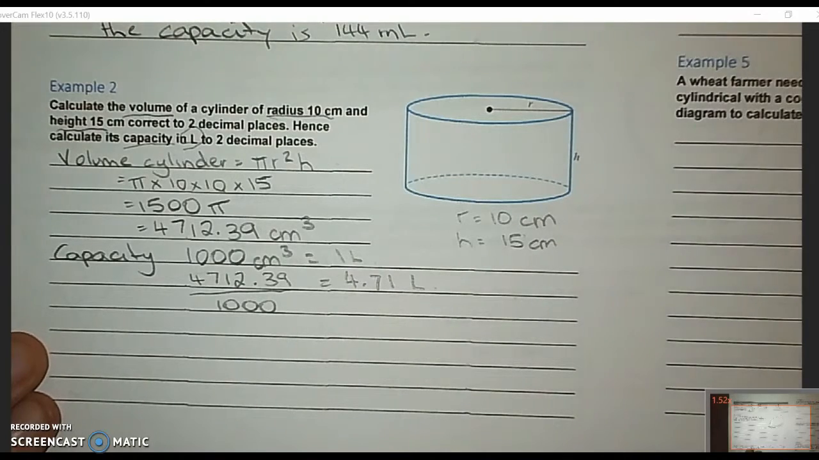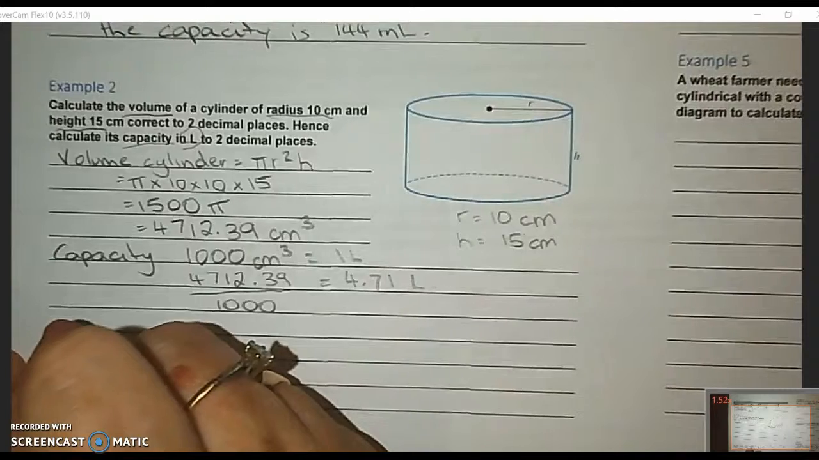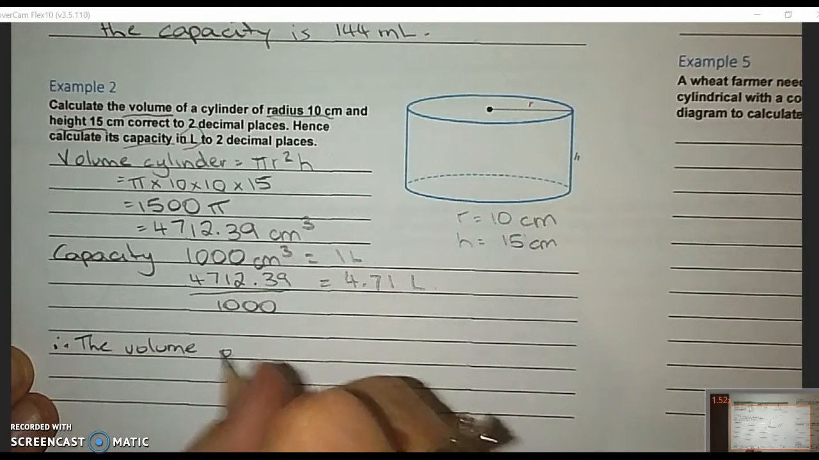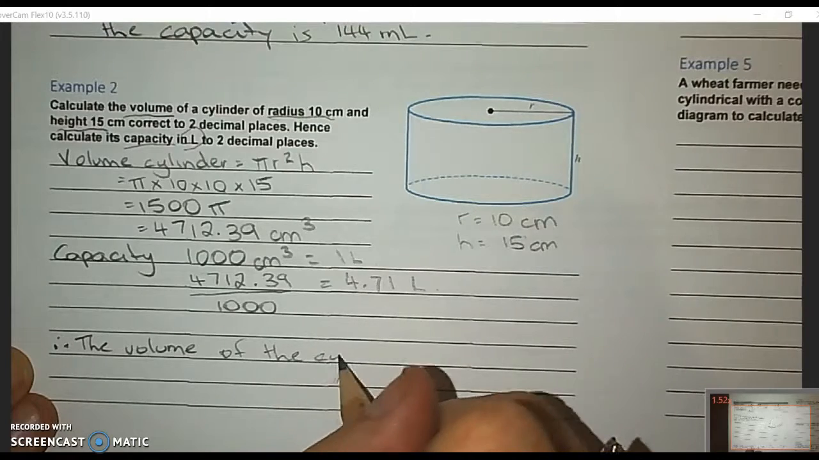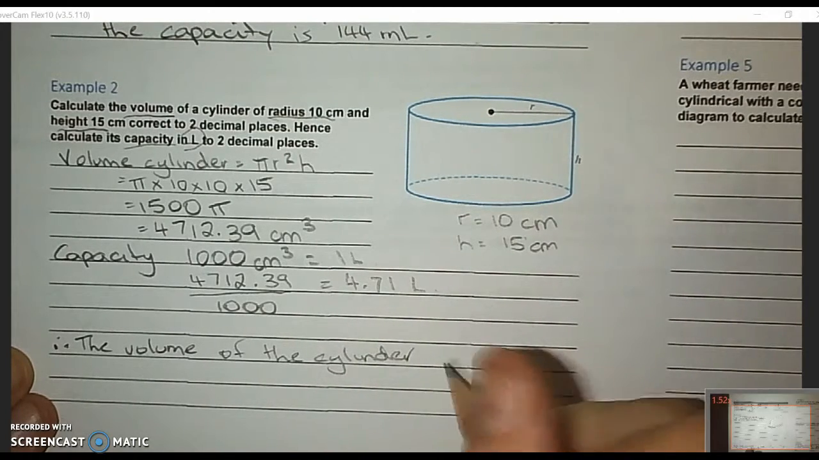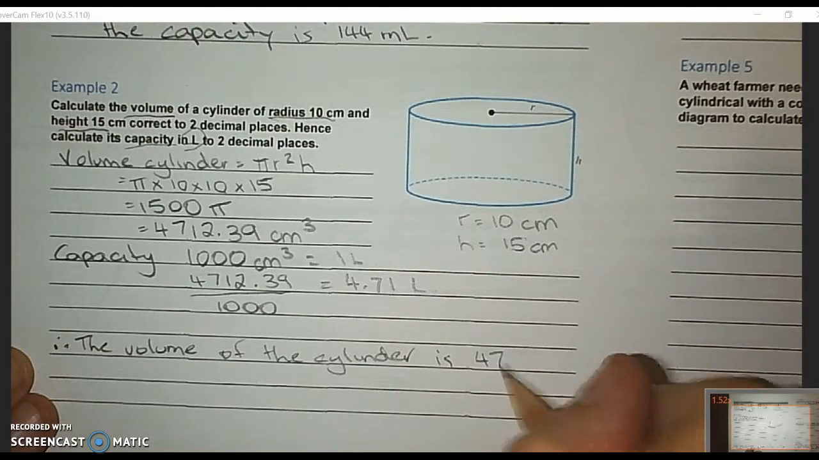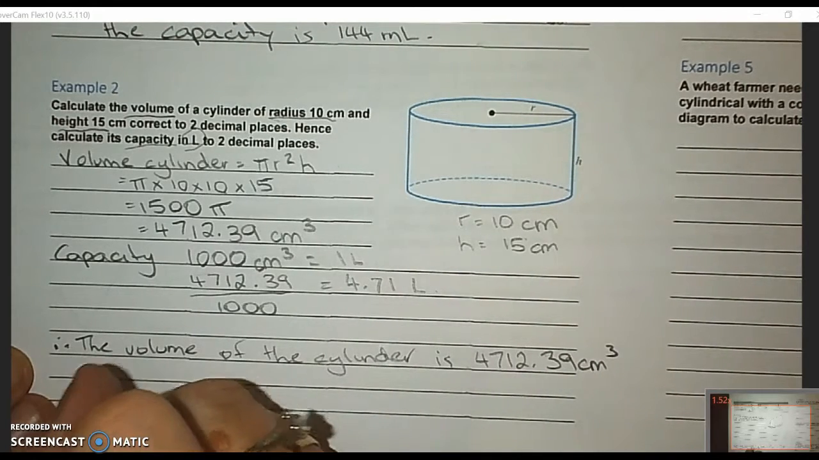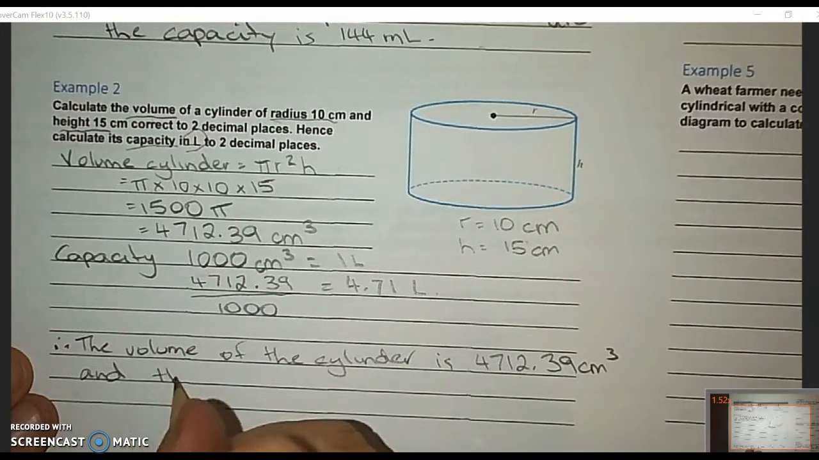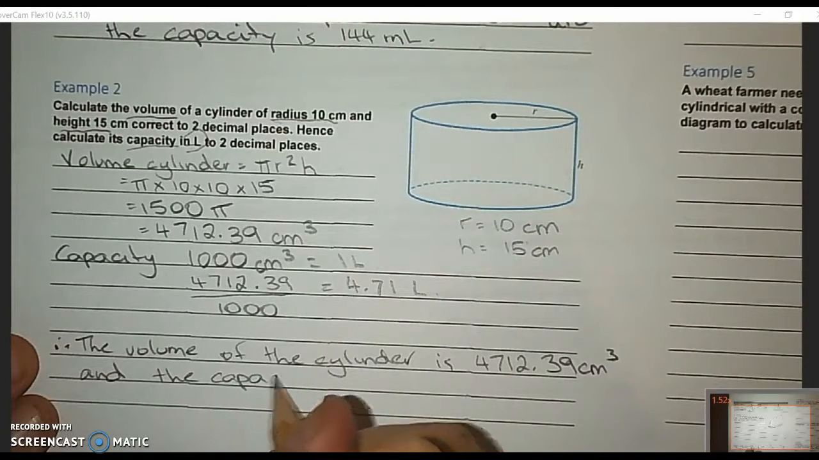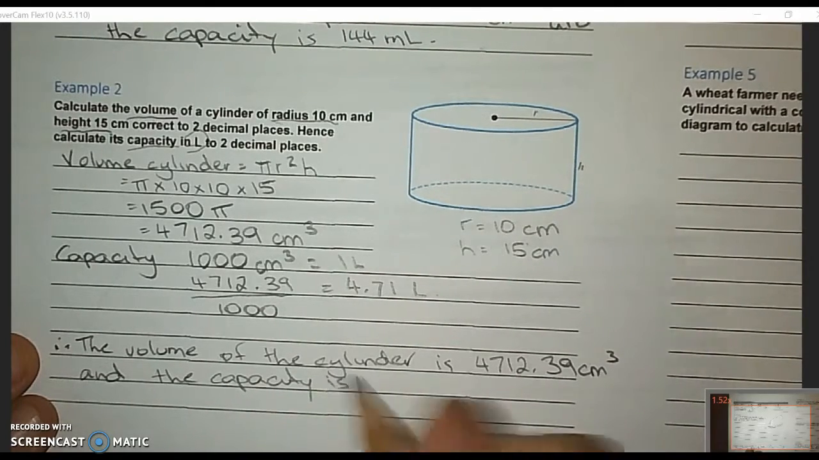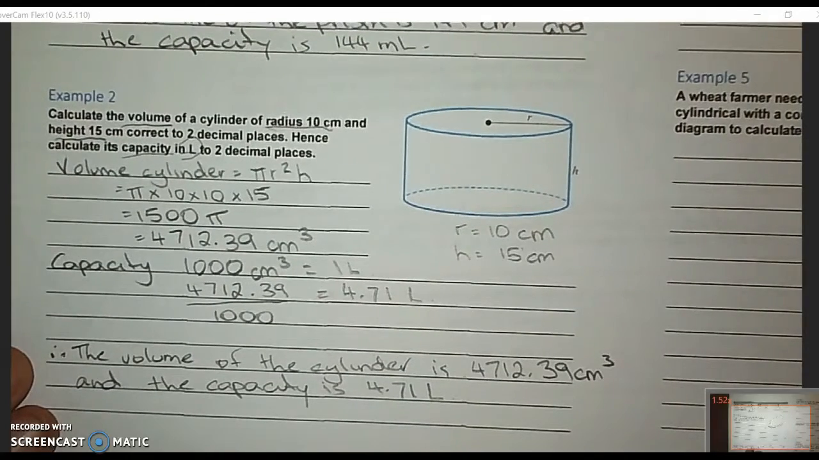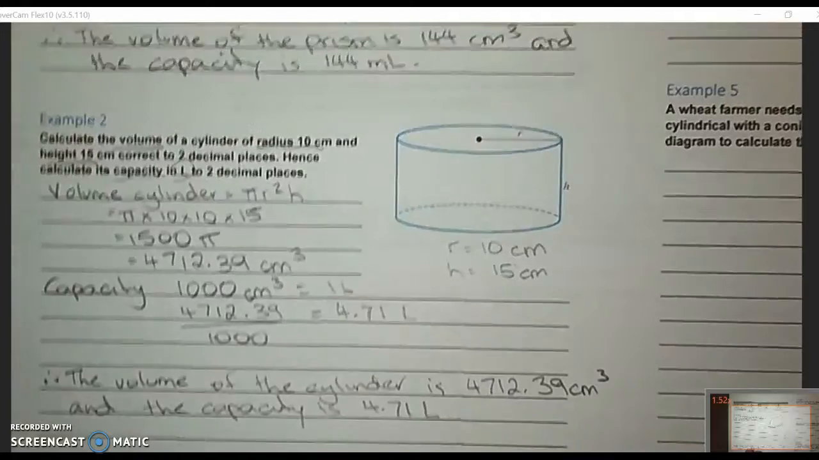And then we need to write in words, therefore, the volume of the cylinder is 4,712.39 centimeters cubed, and the capacity is 4.71 litres. Okay, so let's go on to example 3, which is our cone.